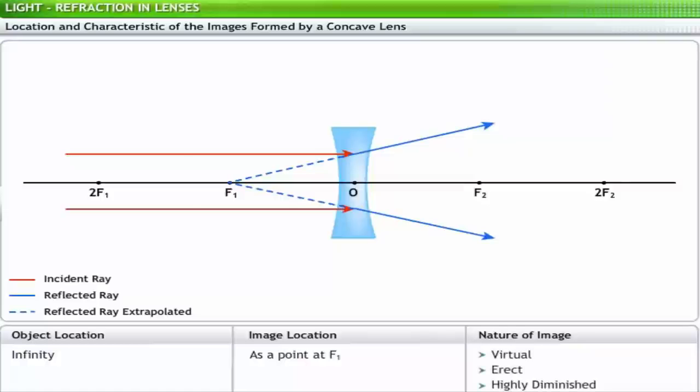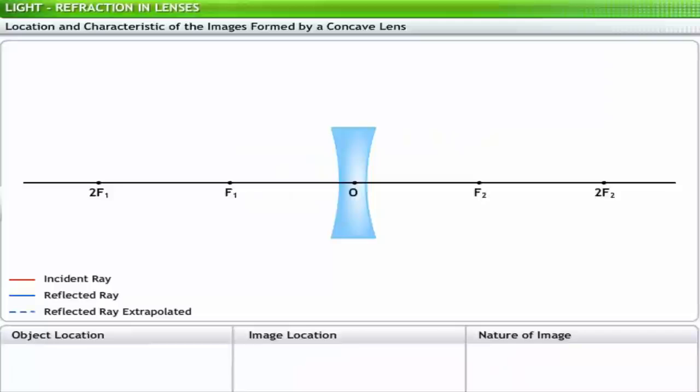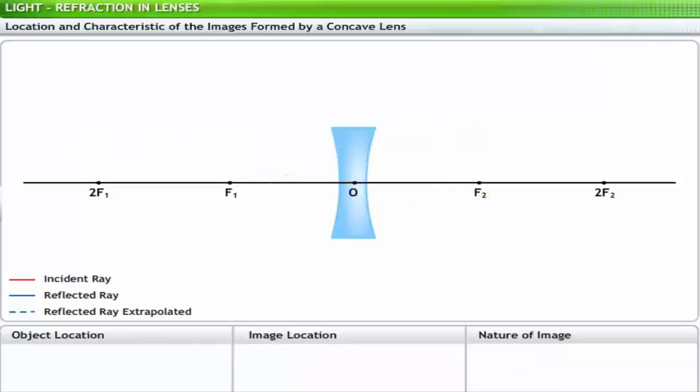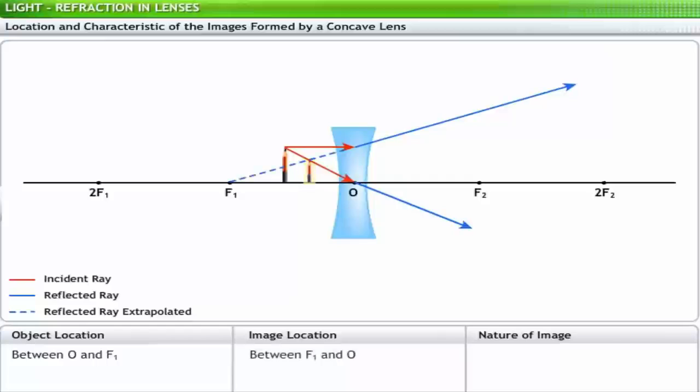and highly diminished. When the object is placed beyond 2f1, the image is formed between f1 and O and is virtual, erect and diminished. When the object is placed between O and f1, the image is formed between f1 and O and is virtual, erect and diminished.